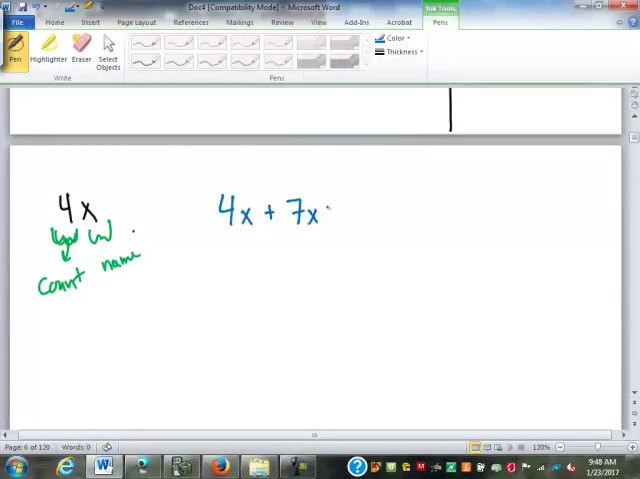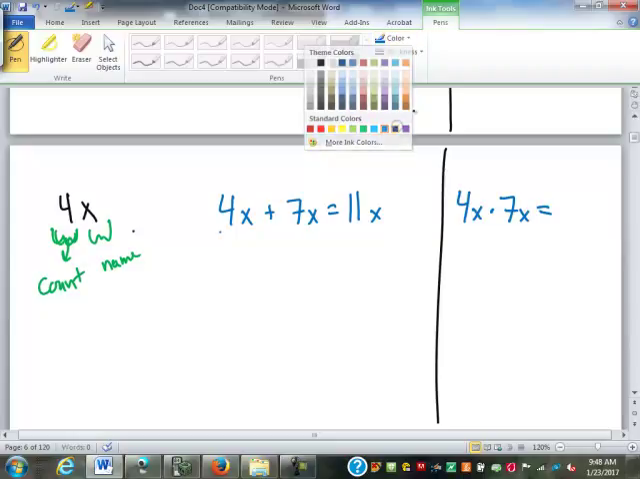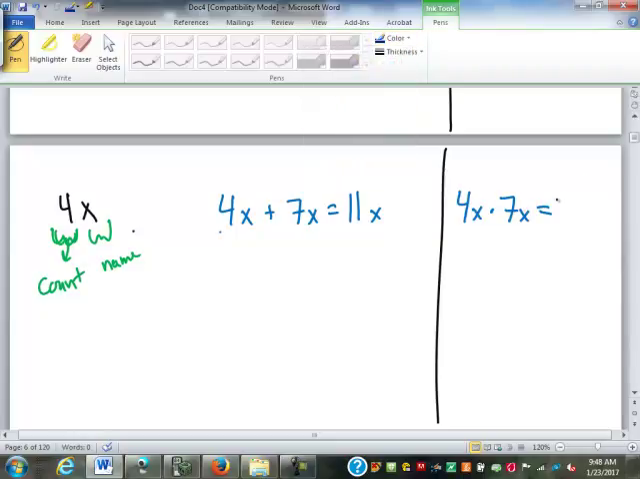4x plus 7x. Just like having 4 inches plus 7 inches, it's going to become 11x. We combine the counts, 4 and 7 make 11, and we keep the same name. If we were multiplying 4x times 7x, what are we going to get? 28x squared. Very good. We combine the counts, 4 times 7 is 28. But we also combine the names when we multiply or divide. So just like inches times inches became inches squared, x times x becomes x squared.